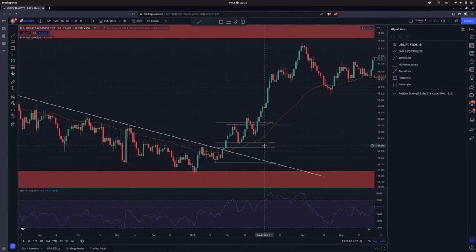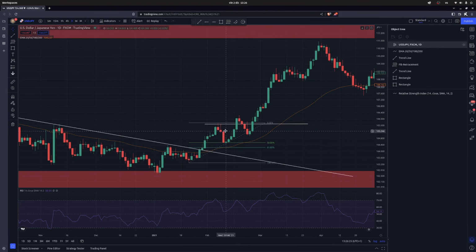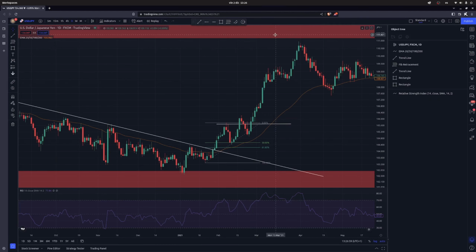So as I said, I think that would be a great entry point right around that level. Here, once we broke this new higher high, got rejected here at the 50% retracement level in this value area. So we could have entered here or probably here, right? So in this area we entered a trade and would have used this resistance level as a take-profit area, right?